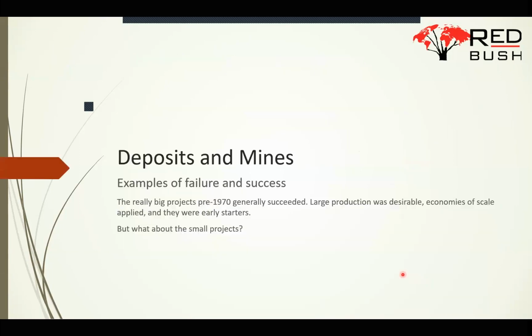All right, so I just want to show you these deposits, the mines, and the failures and the successes. The general rule here is that the really big projects pre-1970 generally succeeded. Okay, in the 1800s, the United States really needs fertilizer. Europe desperately needs fertilizer for growing populations. And there's enough money to get them going. They also have the large production they want. They have good economies of scale. And the early starters, at least in Florida and Morocco, are pretty successful.